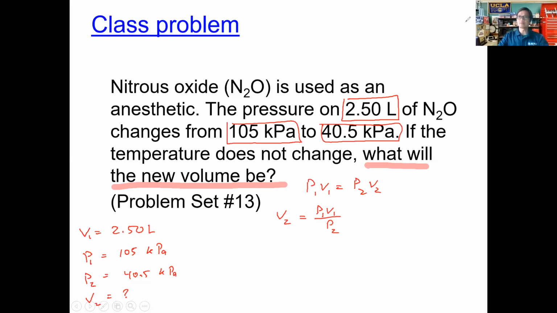So let's plug in our values and see what we get. V2 is going to be equal to P1, 105 kilopascals, times V1, which is 2.50 liters, all over P2, which is going to be 6.5 kilopascals. So you plug those numbers in your calculator, and you're going to get your final answer as 6.48 liters.